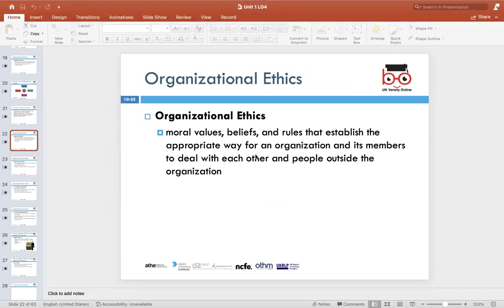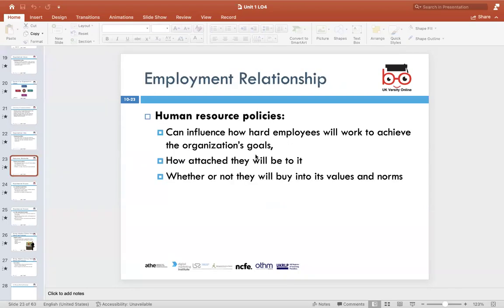So you have organization ethics as well, which, in the table, talks about how every organization or every person in the organization might have a different belief, value, the different ways they follow.